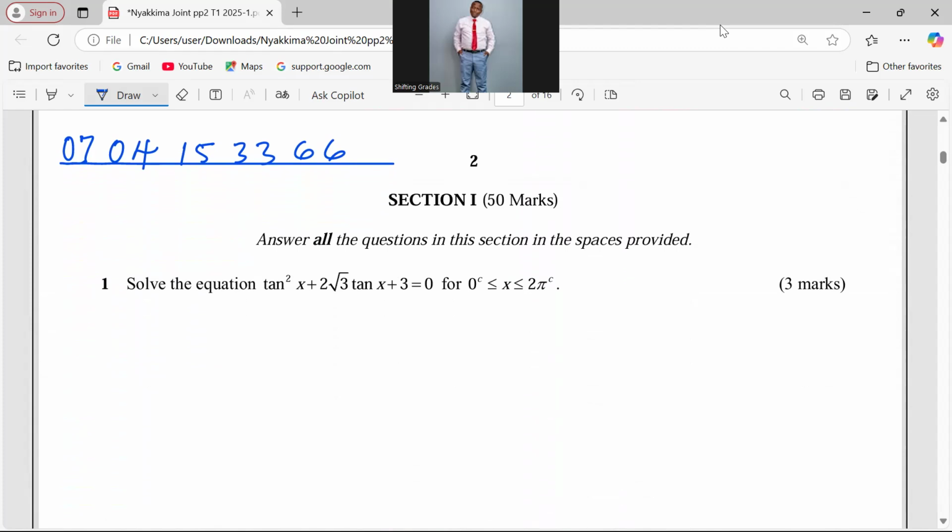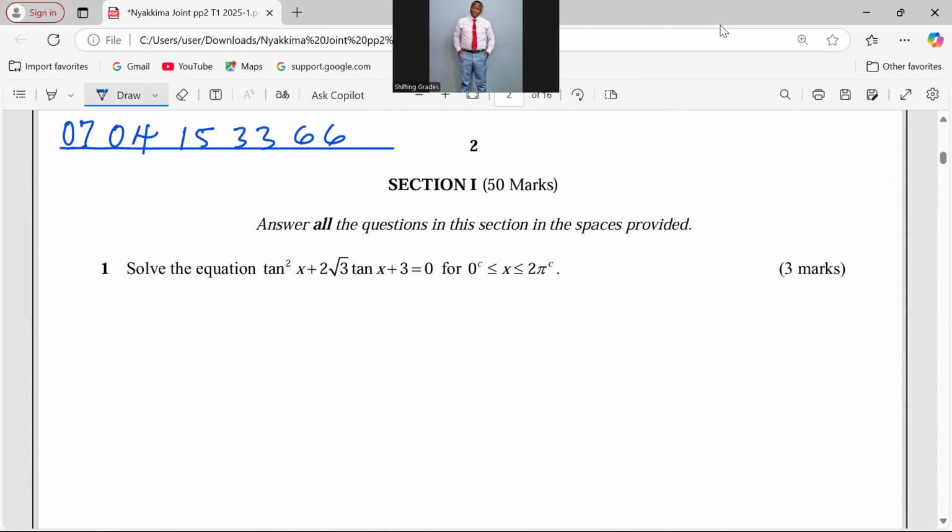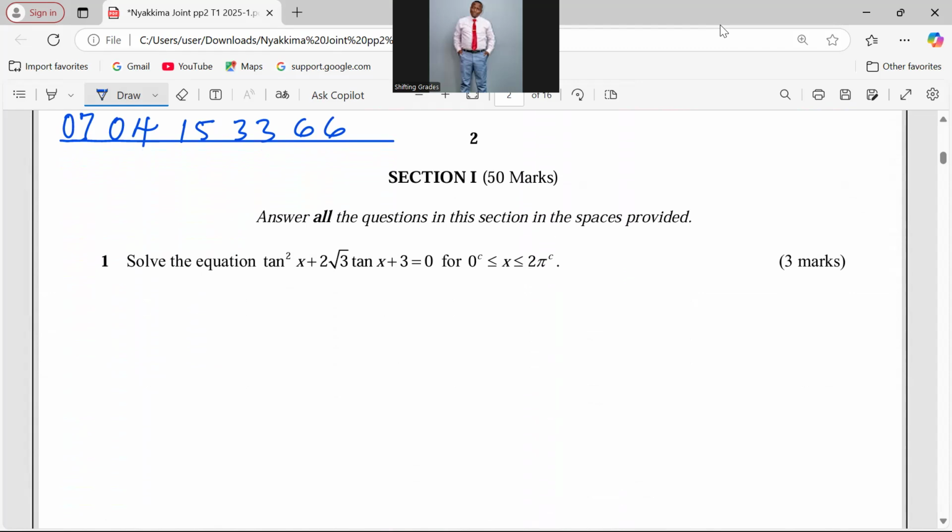We begin with question 1 in section 1. Solve the equation tan squared x plus 2 root 3 tan x plus 3 equals 0 for the range of x between 0 radians and 2 pi radians.